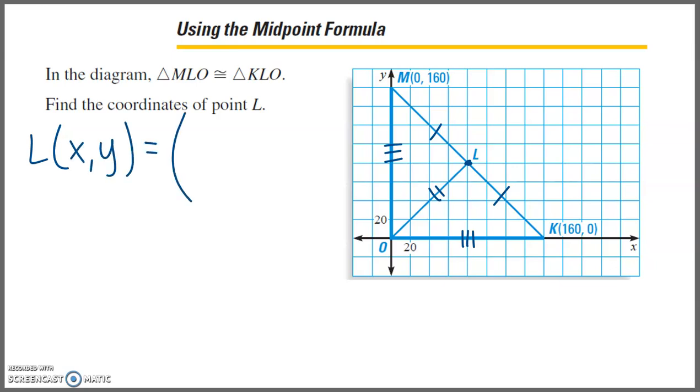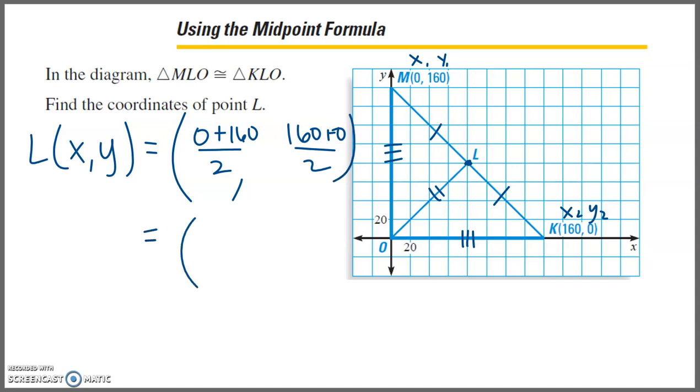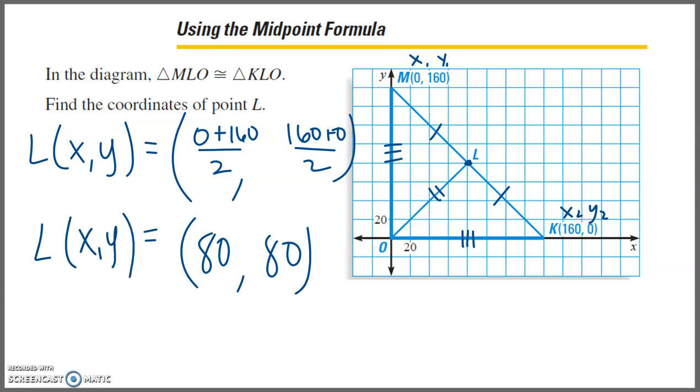Okay, it's going to be these x's average, x1, y1, x2, y2. So x plus x divided by 2, y plus y divided by 2. 160 divided by 2 is 80. So, 80 is the midpoint location.